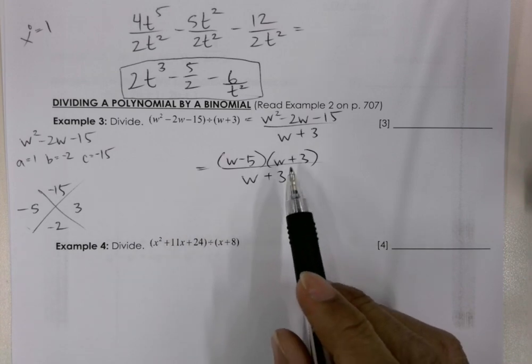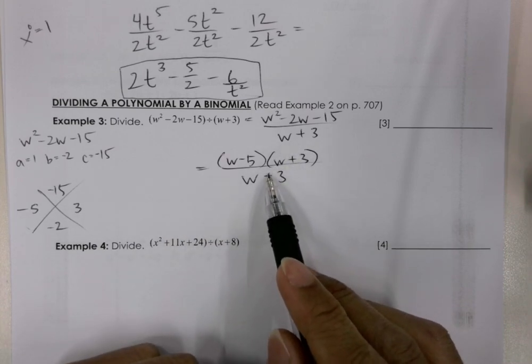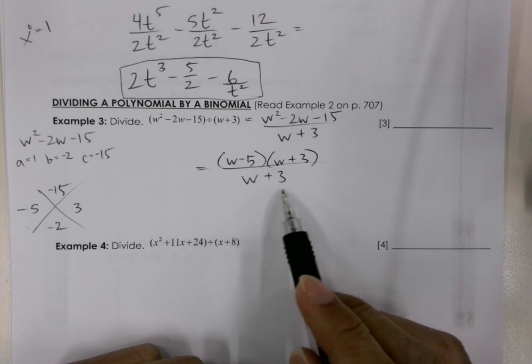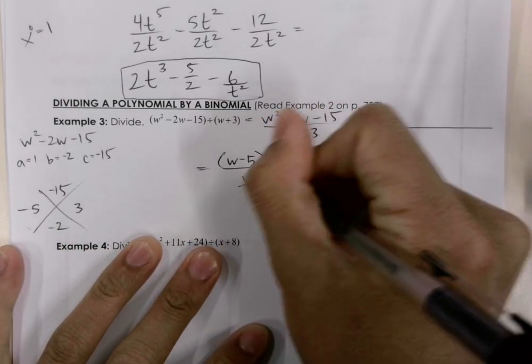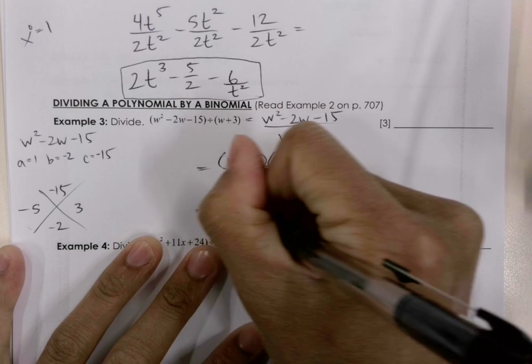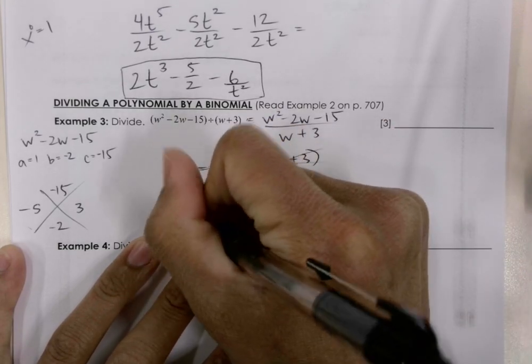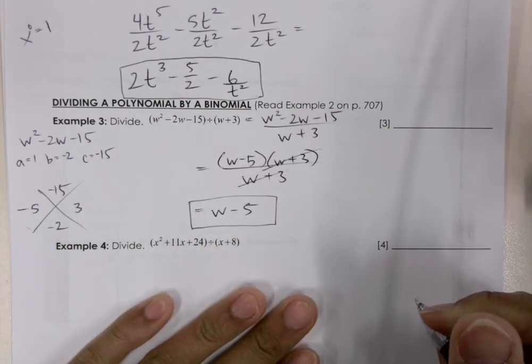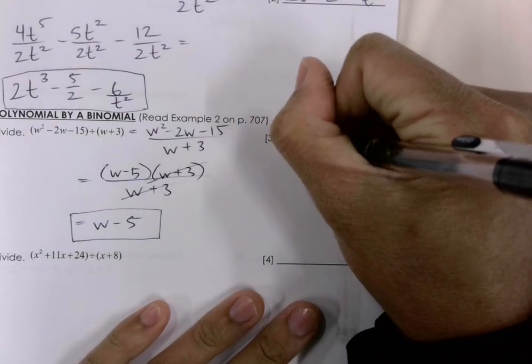Now you see we have factors that are the same in the numerator and denominator. It's w plus 3. So we can go ahead and cancel those out. And our simplified version is going to be w minus 5. So that's going to be our answer here, w minus 5.